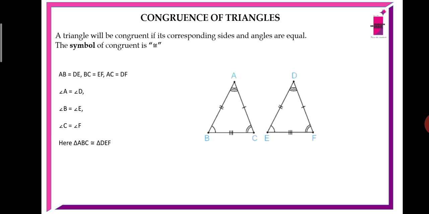Now my dear students, here I am going to stop the topic. In the next session we will discuss how to compare whether both triangles are congruent, and what the minimum requirement is to find that both triangles are congruent.